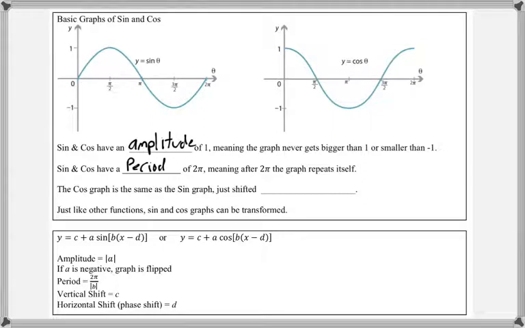So you'll notice that the sine and cosine graphs look very similar. In fact, the cosine graph is the same as the sine graph, just shifted to the left pi over 2 units.